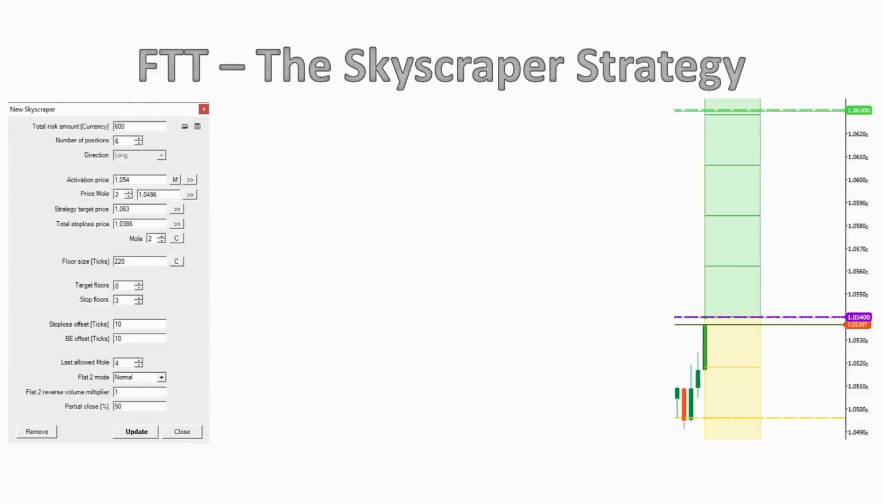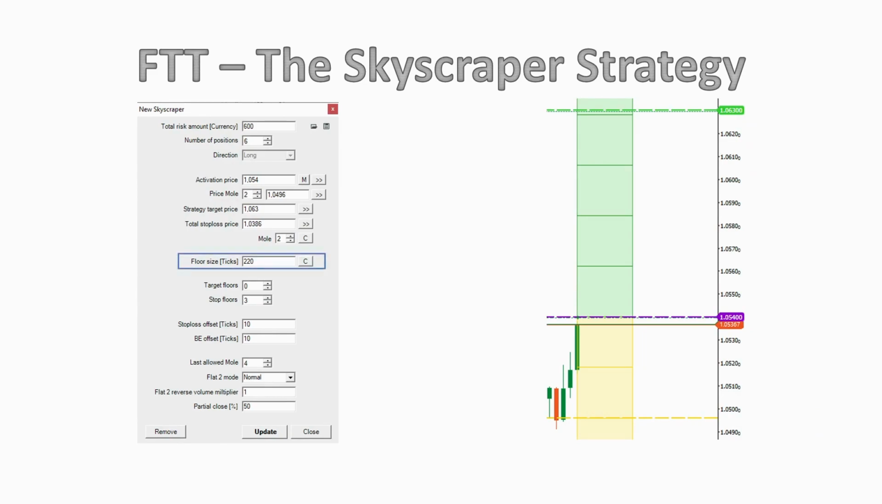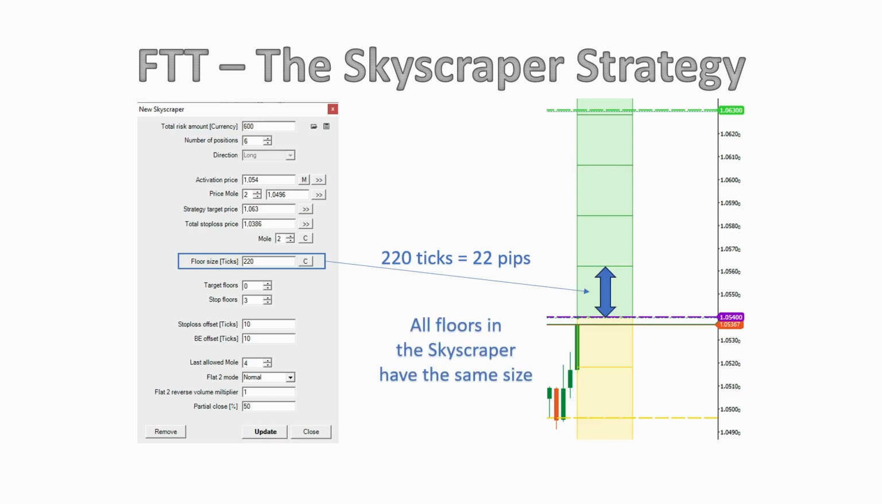On the left side of the screen are the setup parameters for a new skyscraper. This is the size of the floor and is entered in ticks. For this euro-dollar instrument, 220 ticks is equal to 22 pips. All floors in the skyscraper are the same size.